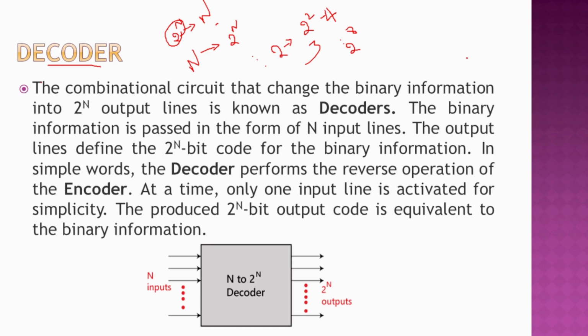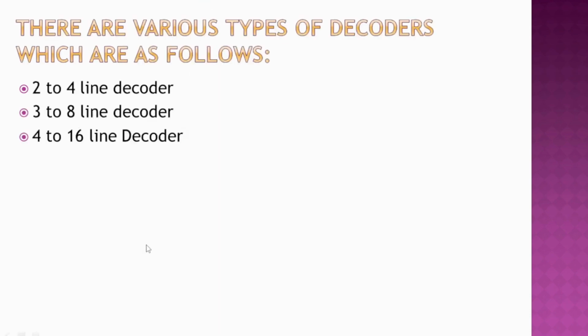The binary information, that is 0 and 1, is passed in the form of n input values. So the given input will be either 1 or 0. The output is also given as binary information, that too in 0 or 1.